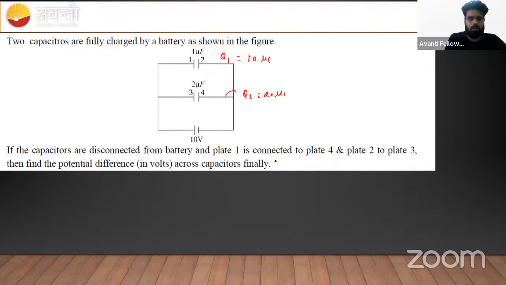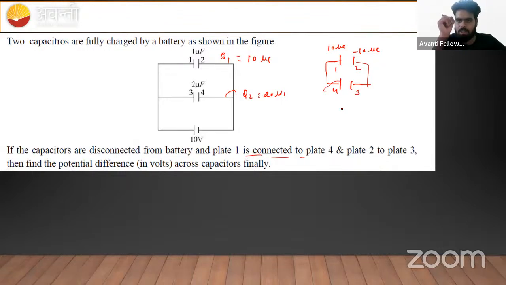It is saying that if we change the position of the plate, if 1 is connected with 4, say this is 1, and here this is 4, then what happens? And 2 is connected with 3. So we can say one has a charge of 10 microcoulomb and this has minus 10 microcoulomb. If this has 20 microcoulomb, then this is 4, this is 1, this is 2, this is 3. The charge on a capacitor means the charge on the positive plate.